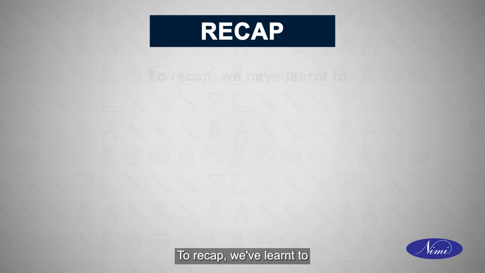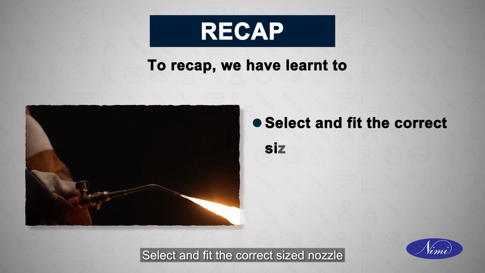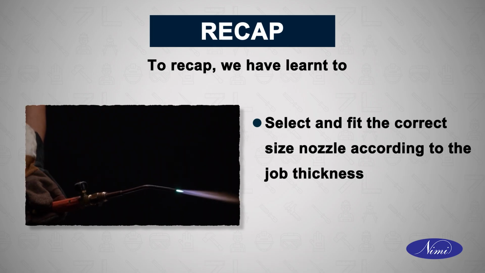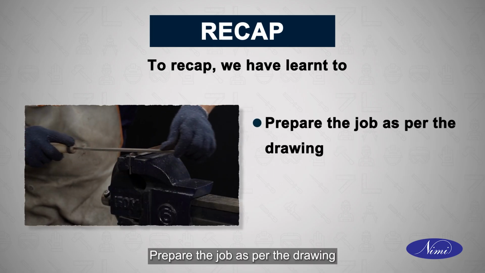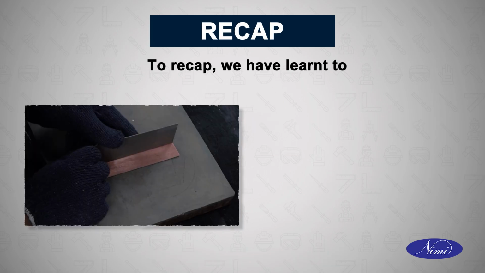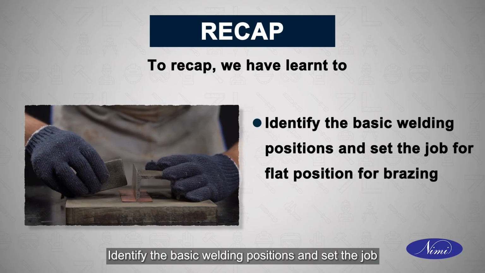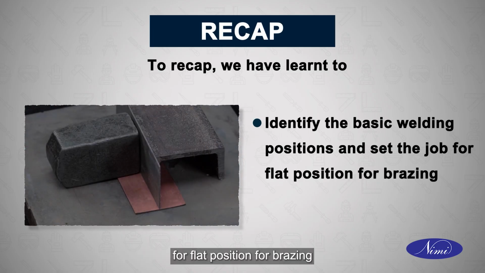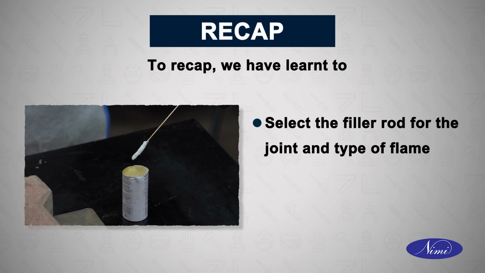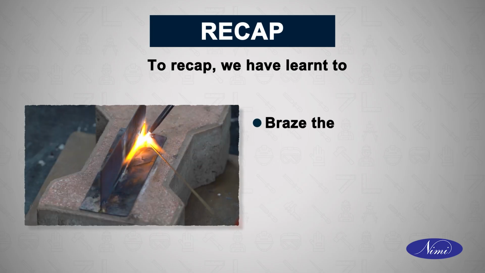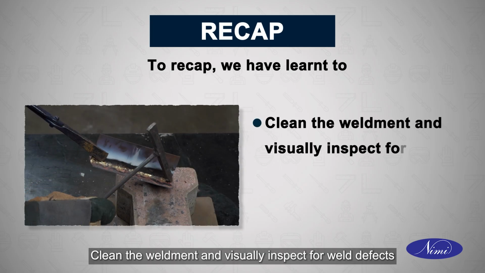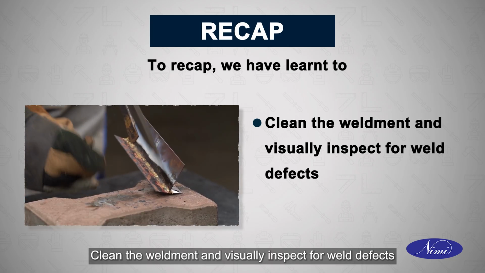To recap, we've learned to select and fit the correct size nozzle according to the job thickness. Prepare the job as per the drawing. Identify the basic welding positions and set the job for flat position for brazing. Select the filler rod for the joint and the type of flame. Braze the T-joint using OAW. Clean the weldment and visually inspect for weld defects.